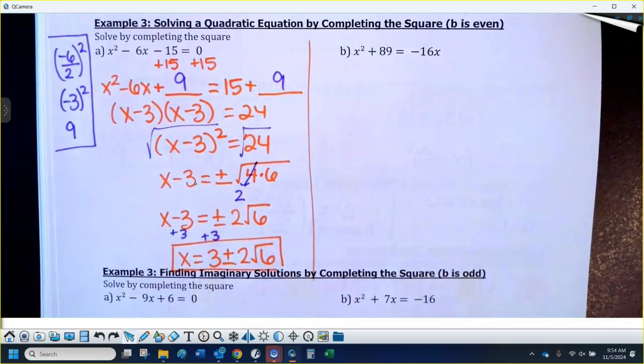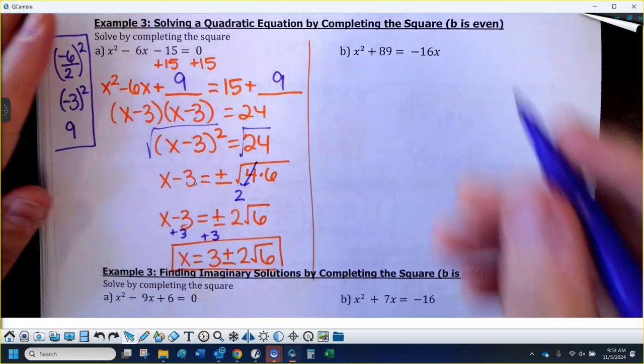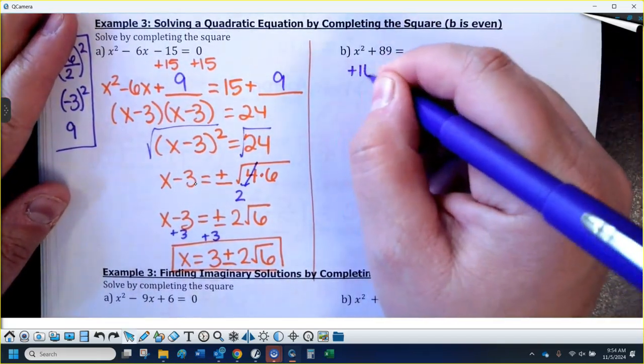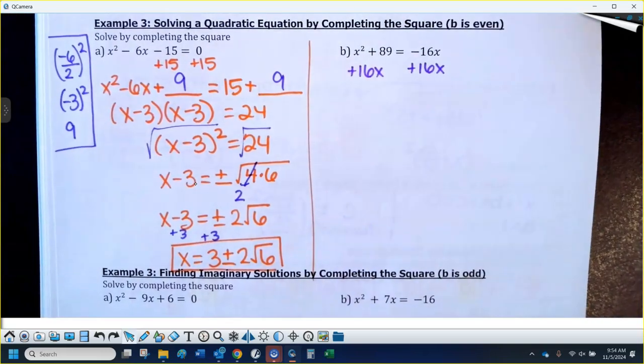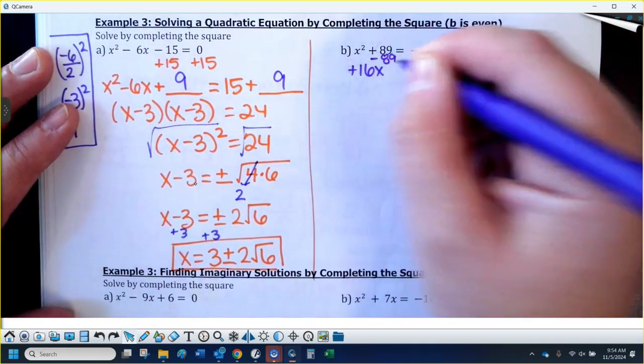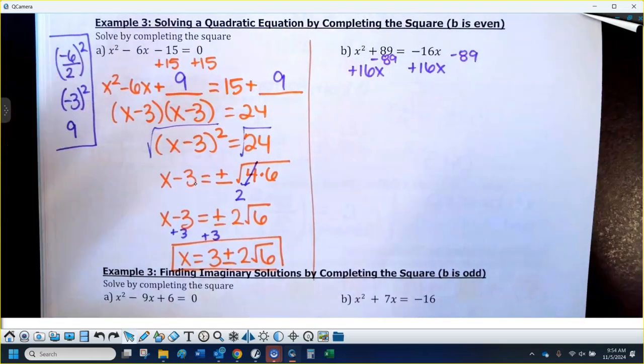Okay, now this one's a little bit more annoying because I've got to move some stuff around a little bit more. You want your squared term to be positive, just like you do with your factoring, but you want the squared term and the term with the x, so the quadratic term and the linear term, on the same side. If you've got any plain numbers, just move them to the other side of the equation. For this problem, I'm going to add 16x to both sides, and then I'm actually going to subtract the 89 to the other side.